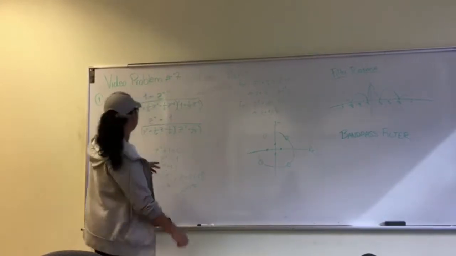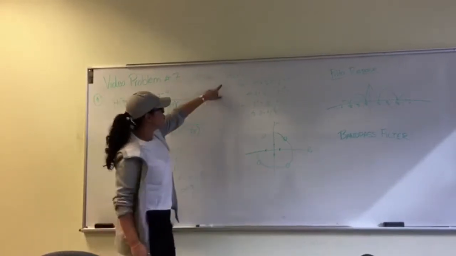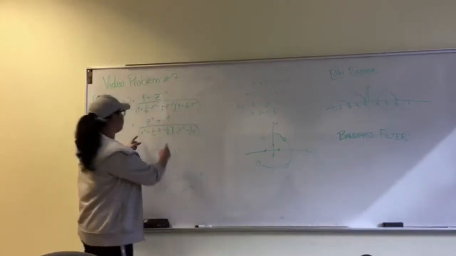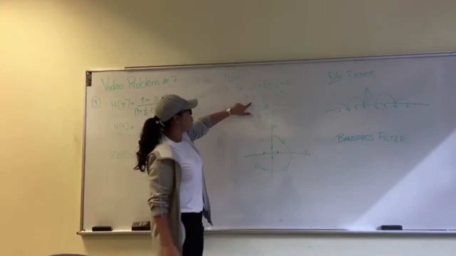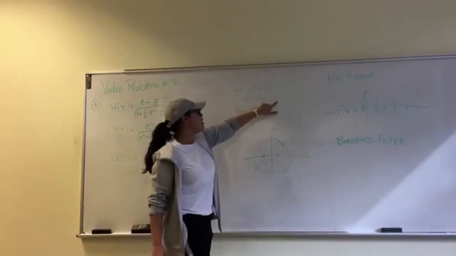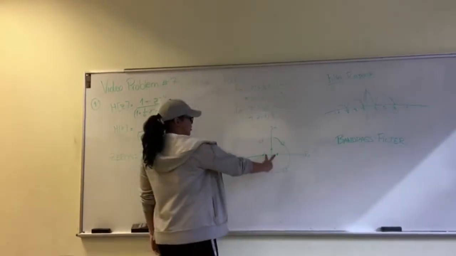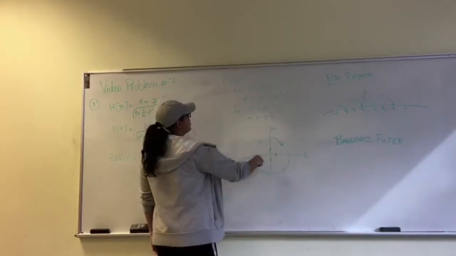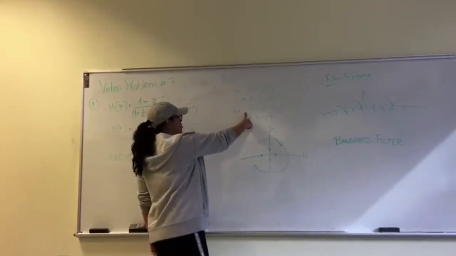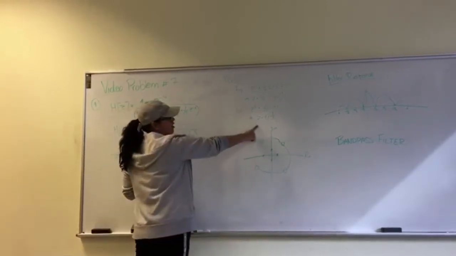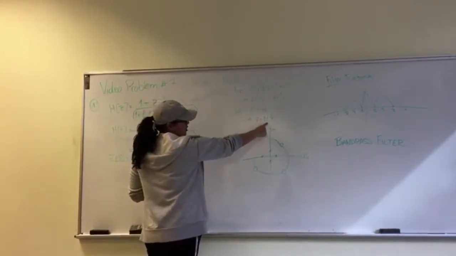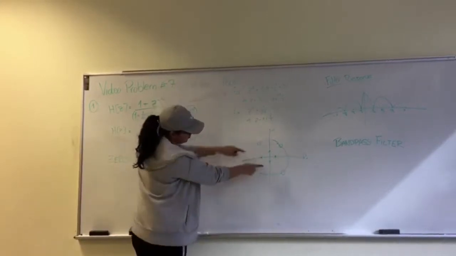Then from the denominator, we can find the poles. For the first equation here, we get z equals 1/3 and minus a half, so we put them here and here. And from the second equation, we get z equals plus or minus j over 5, which are these two poles here.